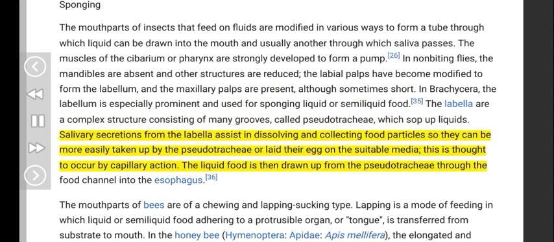Salivary secretions from the labella assist in dissolving and collecting food particles so they can be more easily taken up by the pseudotracheae. This is thought to occur by capillary action. The liquid food is then drawn up from the pseudotracheae through the food channel into the esophagus.